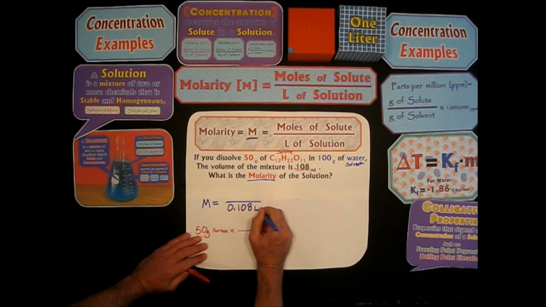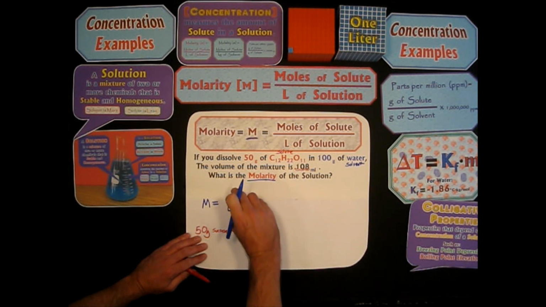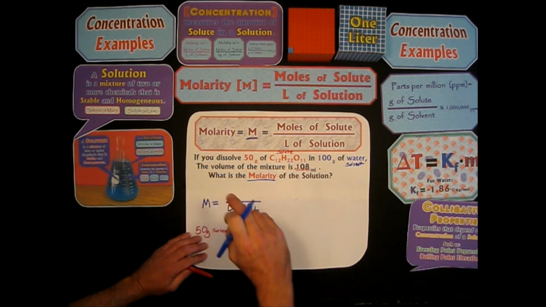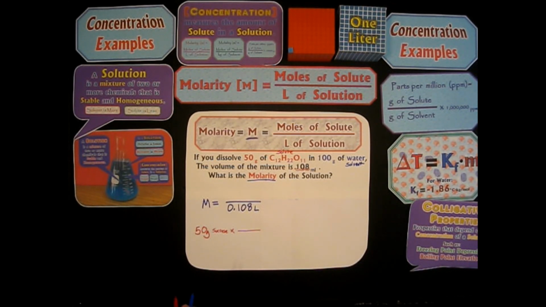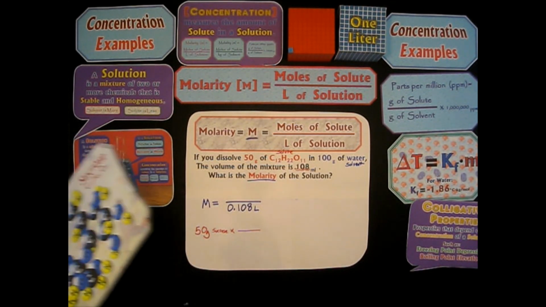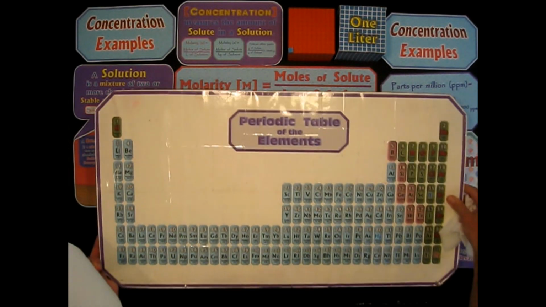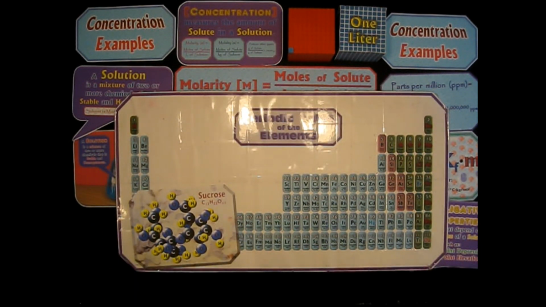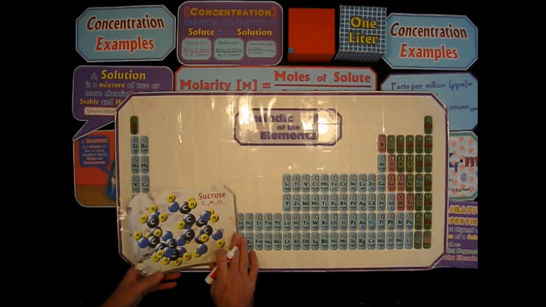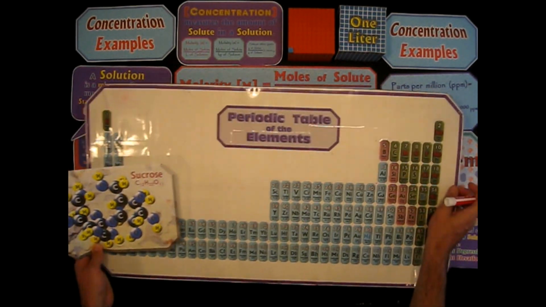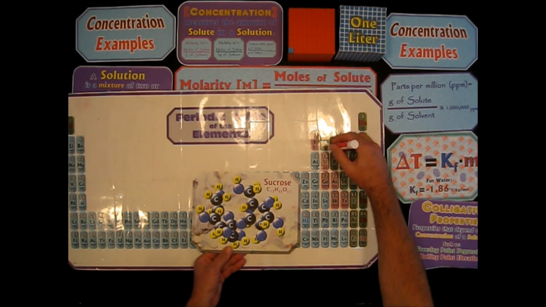0.108 liters. So now if I can just put that in, then I can solve for my molarity. So here we go, sucrose. Let's do this one. We obviously need the molar mass of sucrose. So what chemicals does it have in it? Well, it's got all nonmetals.